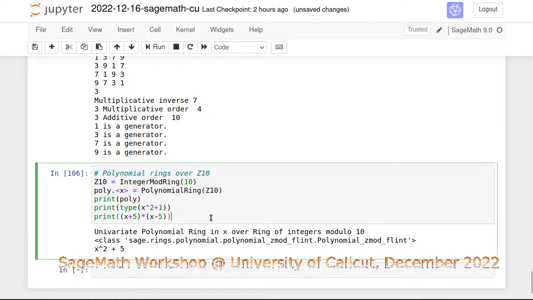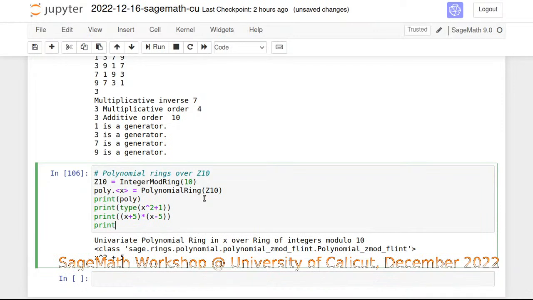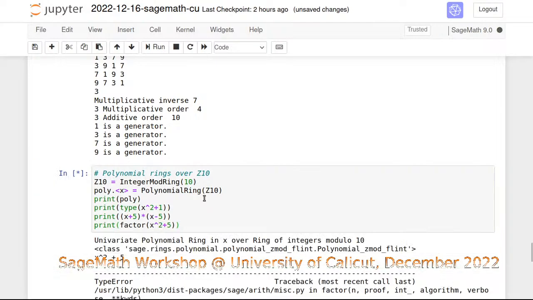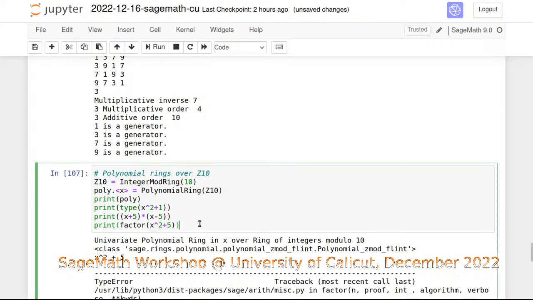See that the factorization of polynomials over this ring is also possible. For example, x square plus 5 can be factorized using the factor command. But this cannot be used in Zn because the factor command usually works only in integer modulo, the prime modulus. So for example, if you try factor x square plus 5, I don't think that this is going to work. No, that's not working.